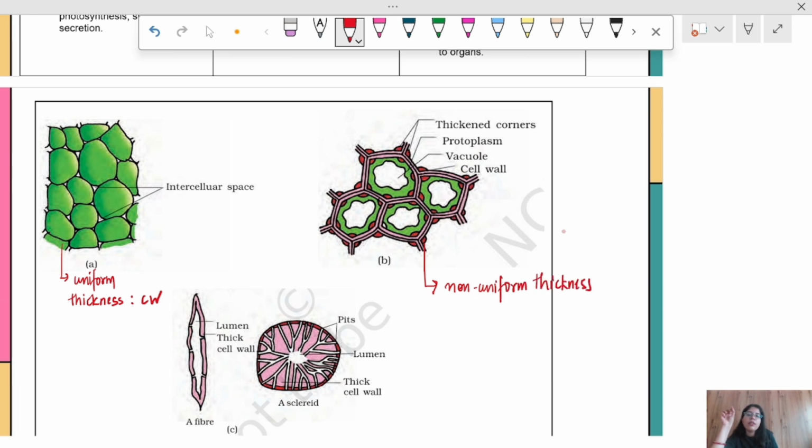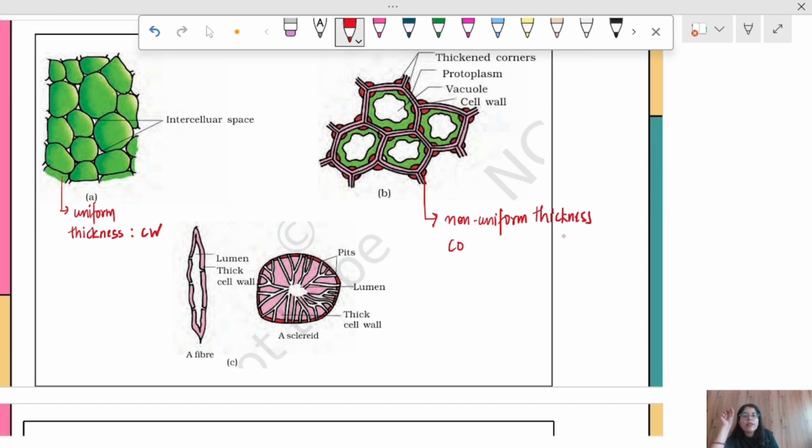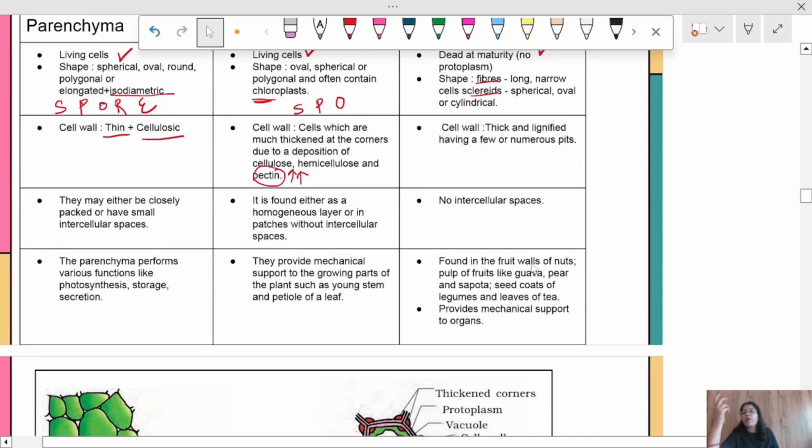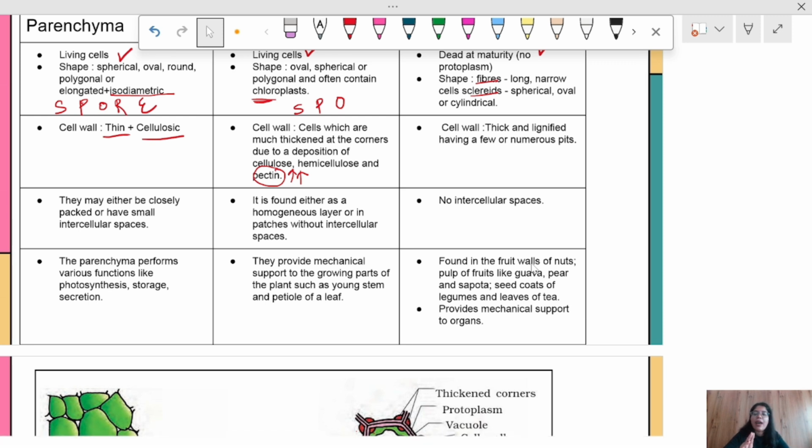Why? Because you have to remember the corners. If you see, the corners are more thick. They have very heavy deposition of pectin, right? They have cellulose, hemicellulose as well as pectin, but pectin is highest. Can you see here? In the corners, heavy thickening is present in the form of more pectin. So this is what you have to remember. Thickening at the corner is more, and the cell wall has cellulose, hemicellulose and pectin, where pectin is very important.